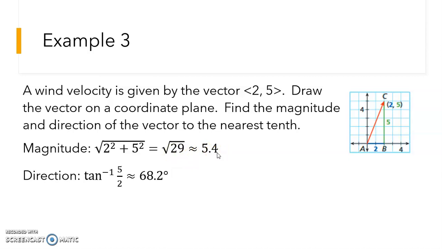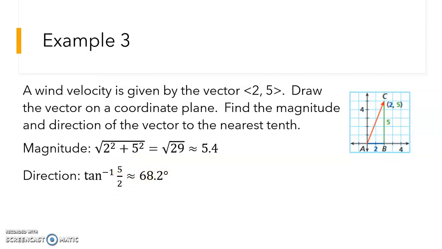Now the direction, I needed to find this angle right here that the red vector makes with the x-axis. So I did opposite over adjacent. So I did the tangent inverse of 5 over 2 is approximately 68.2 degrees. And that's the direction of my vector.